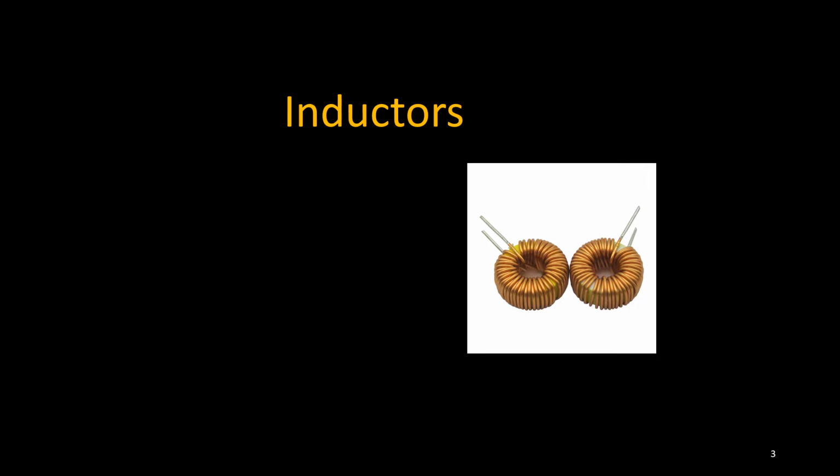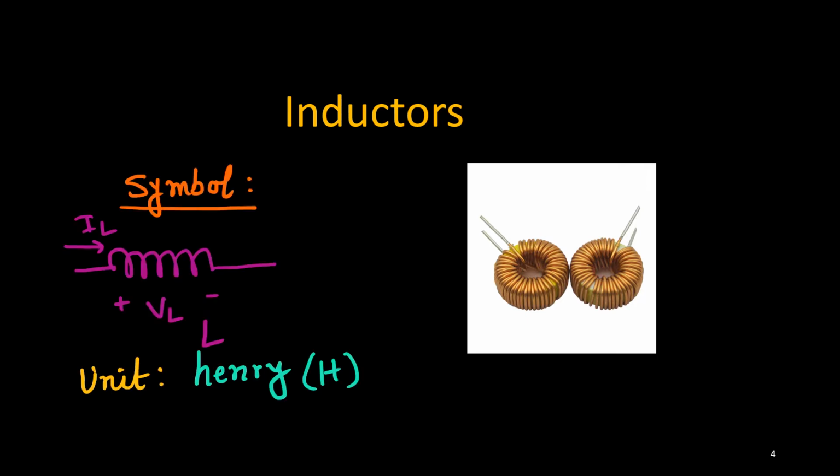Now, this is the symbol we'll use for inductor, one coil, and its unit is Henry. Capital H we'll use in short. The voltage developed across the inductor we'll consider as V sub L, and the inductor current I sub L. And inductance is generally written as capital L.